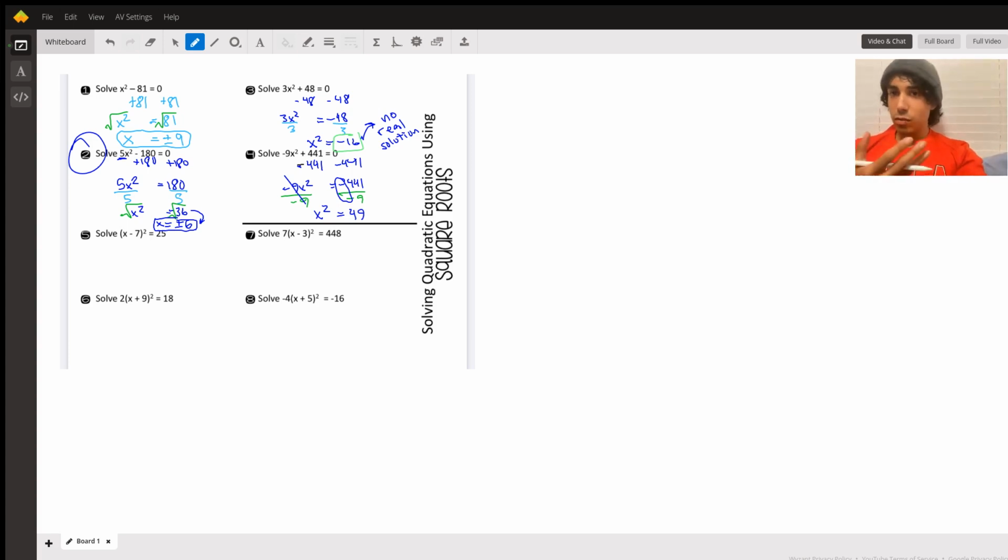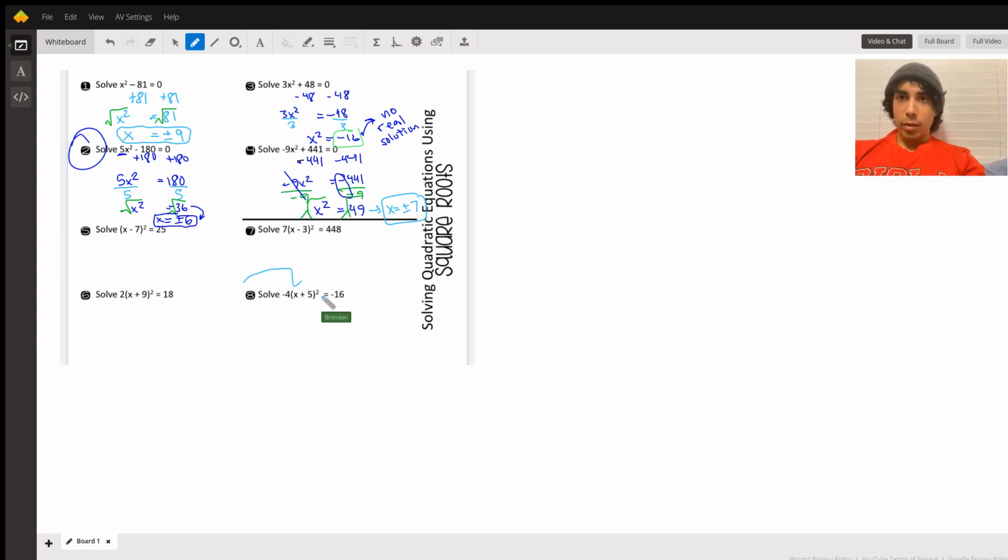And again, as soon as you've got that x squared all by itself, take a square root. So it's really all you're doing. Do your addition, subtraction, and then do your division, and then take a square root. Those are your steps. And then that gives us our final answer, x equals plus or minus 7.